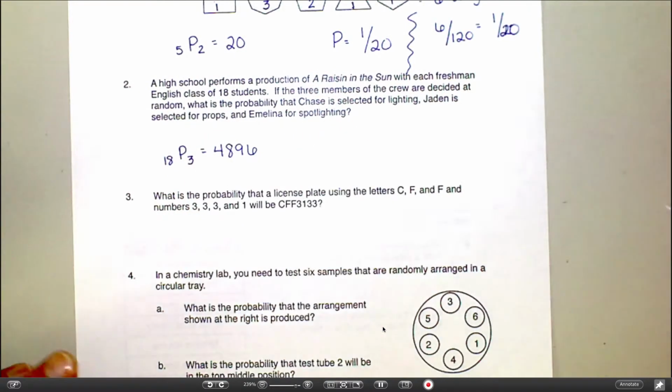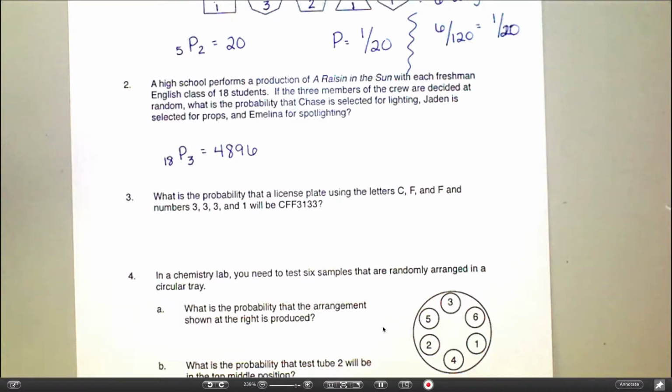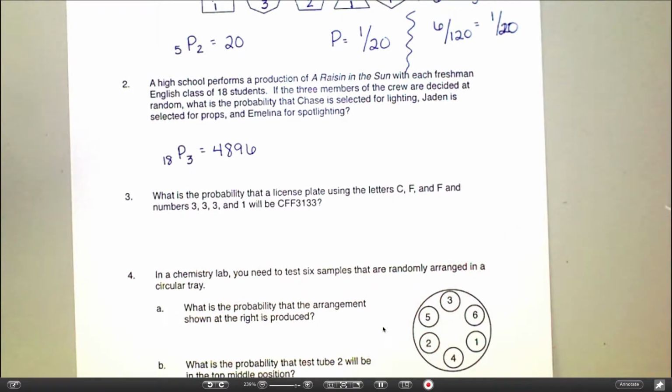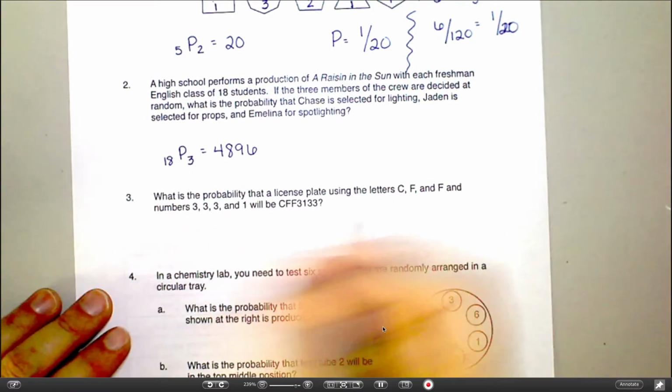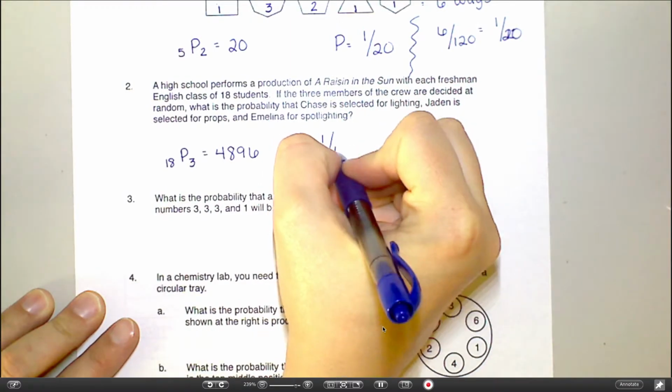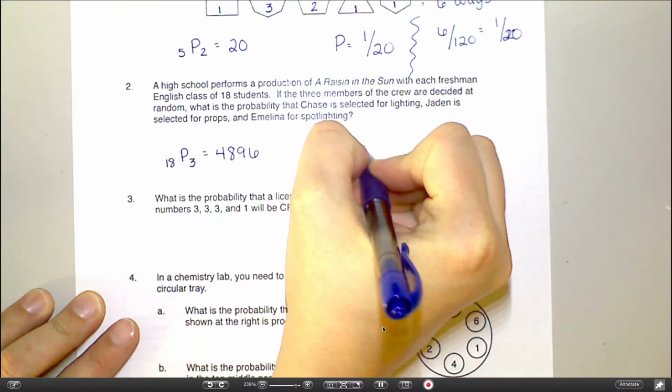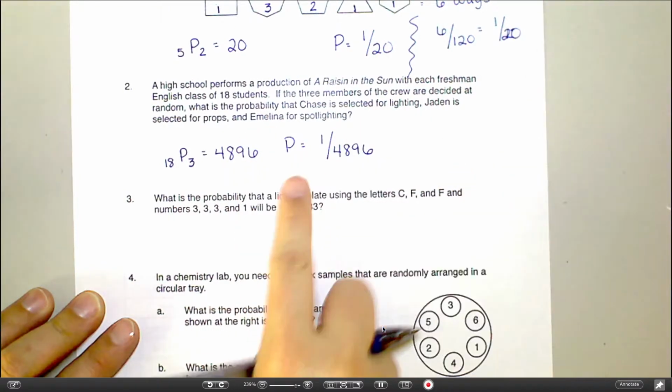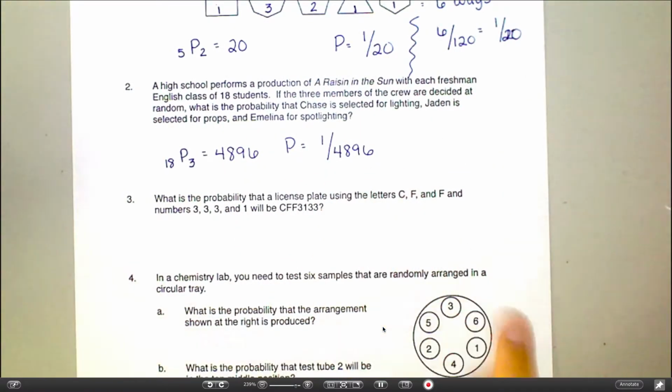So I have 4,896 different arrangements. If I am selecting a student for lighting, a student for props, and a student for spotlighting out of those 18 students, I have 4,896 ways that I could make that selection. What is the probability then that this is the selection I come up with? There's one possible one that I want, so 1 out of the 4,896 would be my probability. As I was walking around, I saw a lot of people had that number, but you want the probability that it's this specific group.